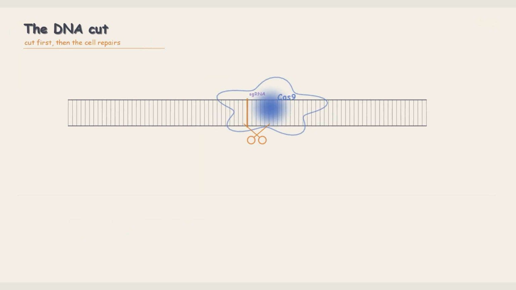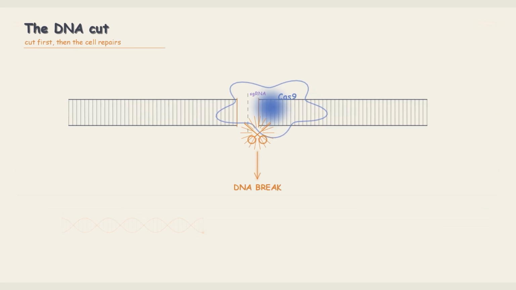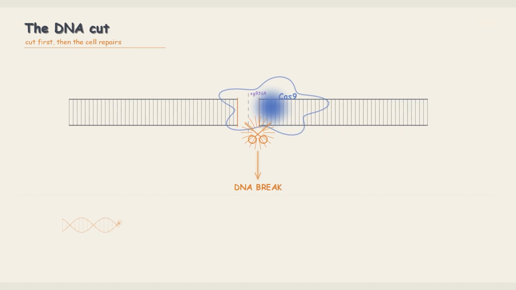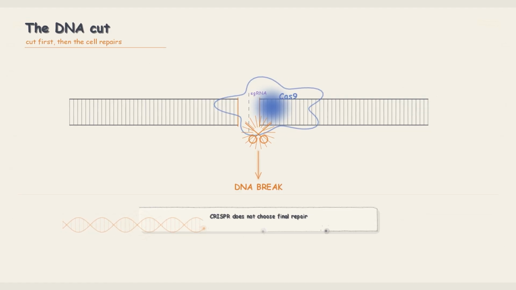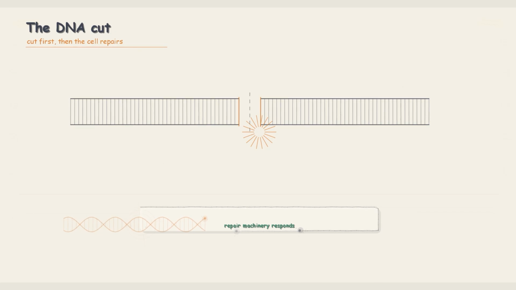At the target site, Cas9 cuts both strands of DNA. This creates a double-strand break, a serious signal for the cell. CRISPR does not decide the final repair by itself. The cell's own repair machinery responds to the break. That repair response is what creates the edit.